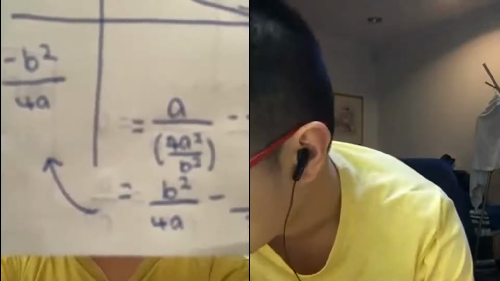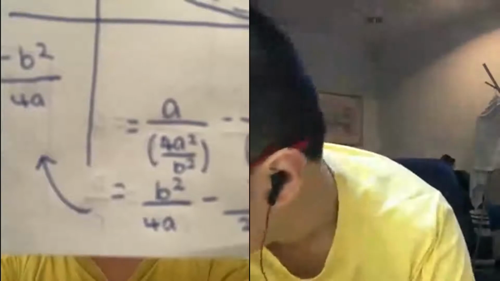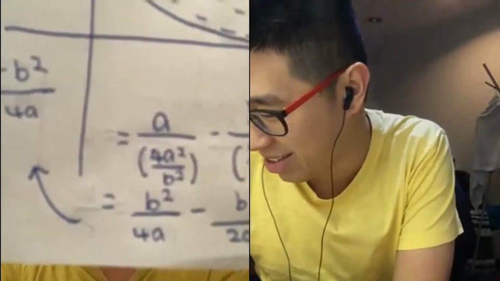I'm trying to figure out where I have gone wrong. Okay, I figure out where I've gone wrong. Okay, you're correct. Yes. So you do get over 4 times 2. You get a negative, minus b squared over 4a. Cool. All right. I got something wrong. It's okay.